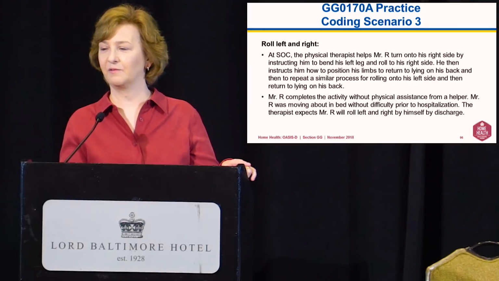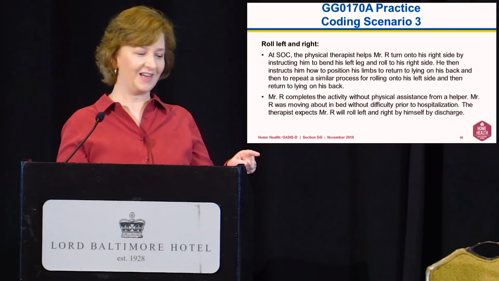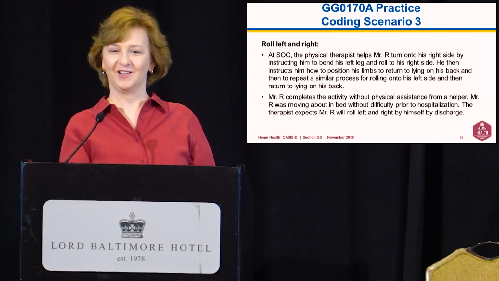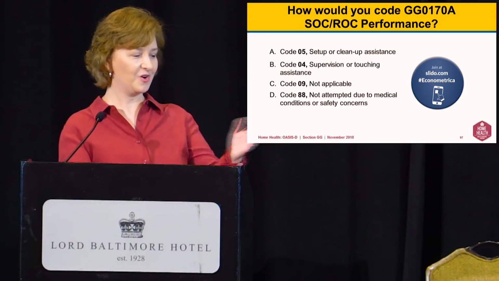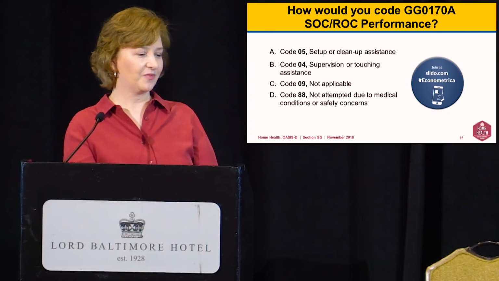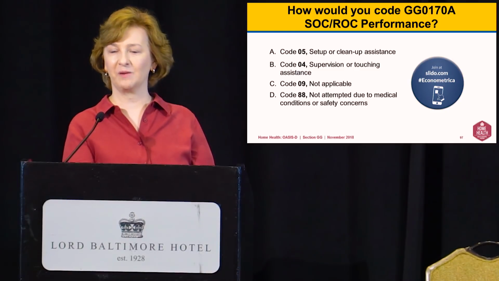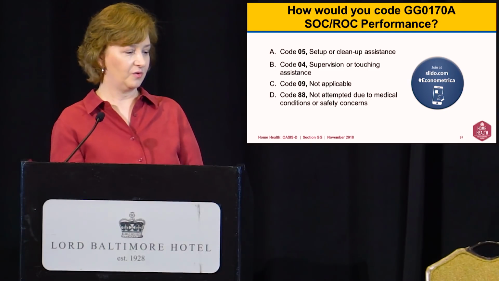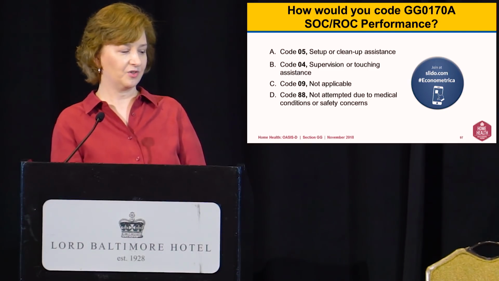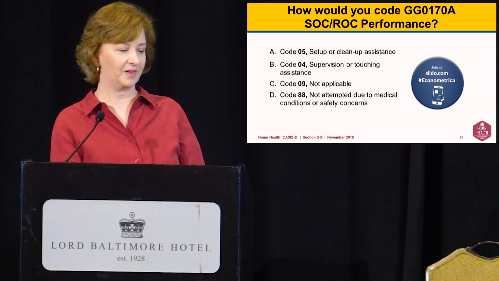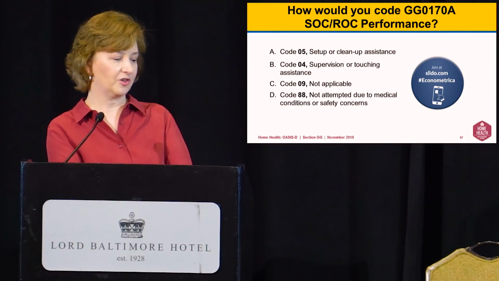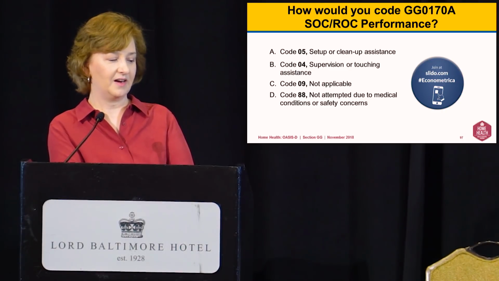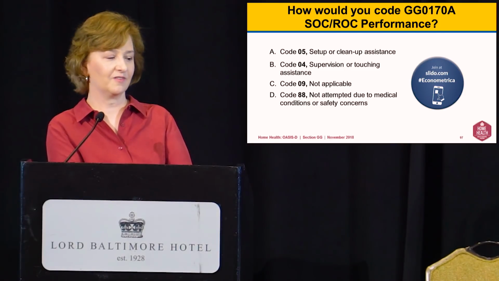And then also we are provided with information about the goal. This is kind of easy. The therapist expects Mr. R will roll left and right by himself by discharge. So I'll let you code that one on your own. So first of all, performance. In terms of the instructions that were being provided to help lift his legs so that he can easily turn in bed, how would you code that? The options are code 5, setup or cleanup assistance, code 4, supervision or touching assistance, code 9, not applicable, code 88, not attempted due to medical condition or safety concern.